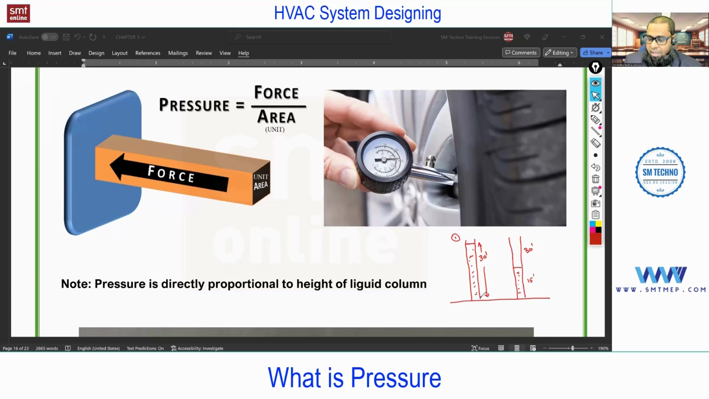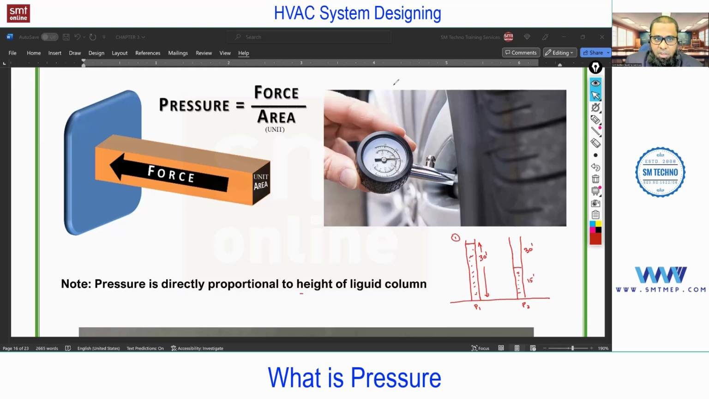At the bottom, P1 will exist here and P2 will exist here, right? So what do you think? In which case will you find more pressure? P1, obviously, because the height of the liquid column is directly proportional to the pressure. As the height of the liquid column increases, the pressure at the bottom increases, right?